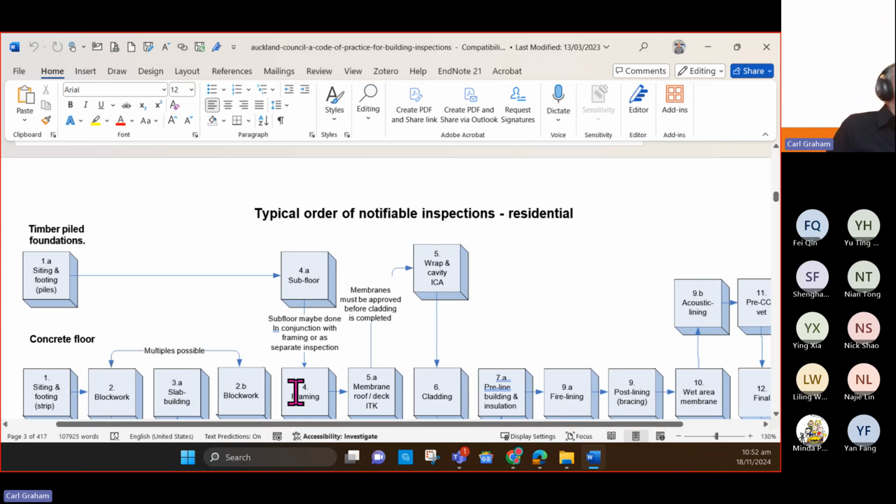So you would have no framing inspection. You go from block work, membrane, cladding, you get to pre-line build. So in the pre-line build, the cladding is on, the roof is on, the windows are in, the insulation's in place, the electrical, the plumbing is just about to be lined with plasterboard before the jib goes on. So that's called a pre-line, right? Pre-line, an insulation inspection.